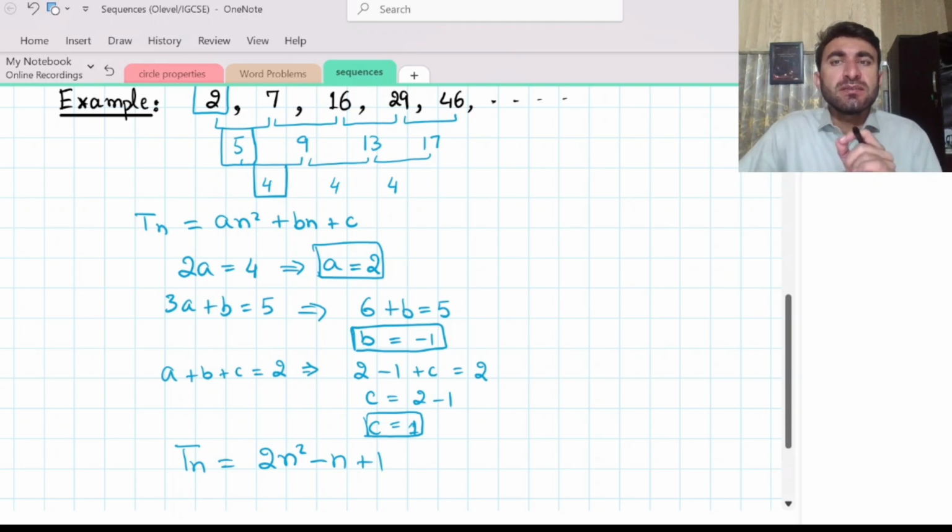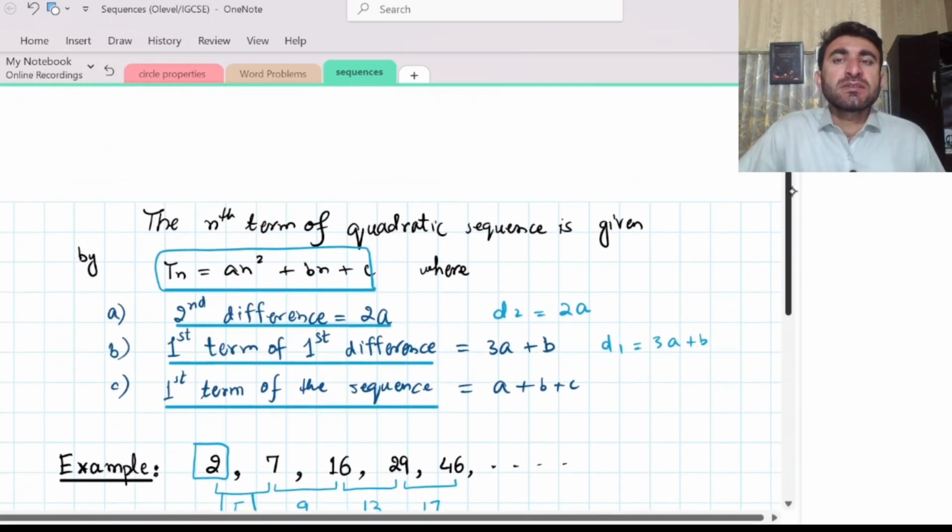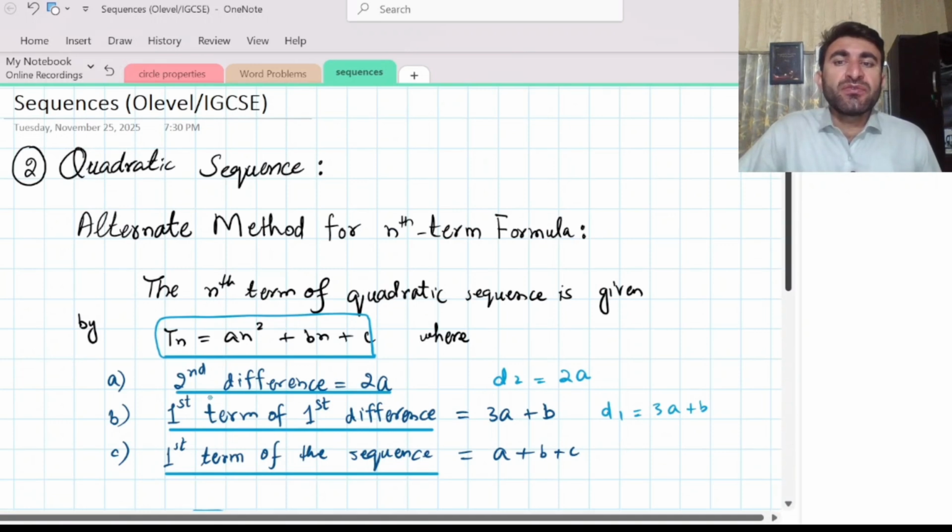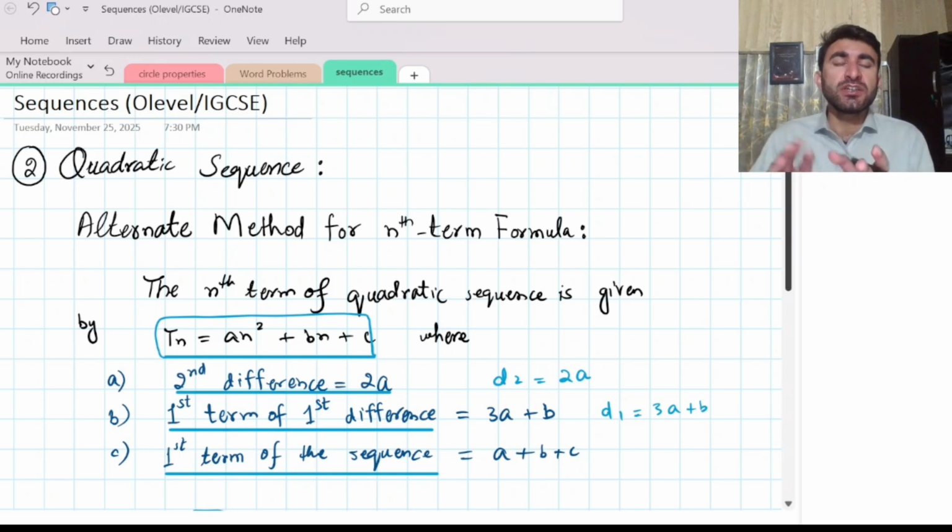But in this, we need to remember these three results: that the second difference of a sequence equals 2a, the first term of the first difference equals 3a plus b, while the first term of the sequence equals a plus b plus c. These are the three equations, and by solving them, we will get the values of the three unknowns and replace them back in the given expression.